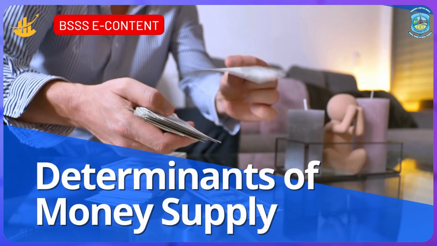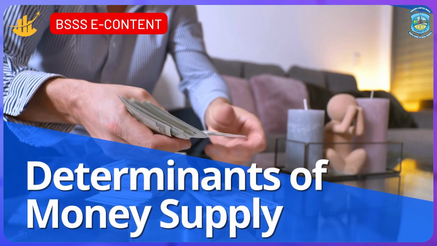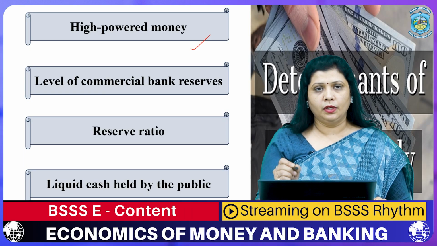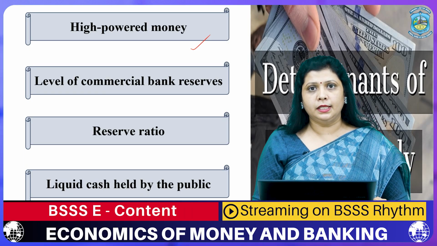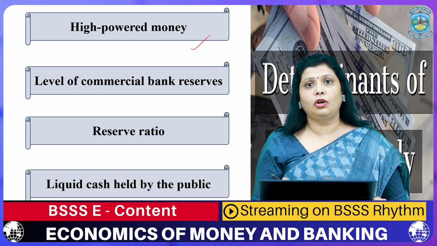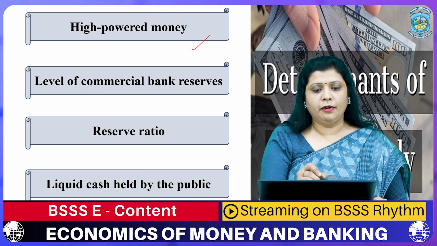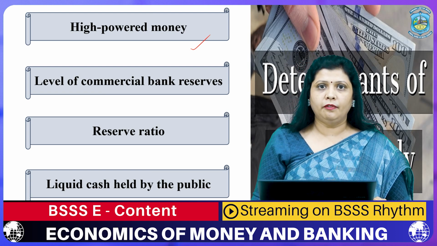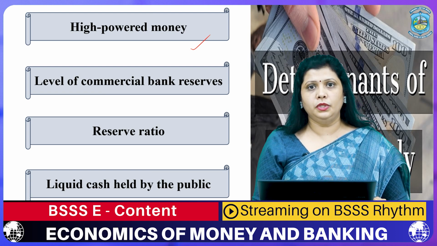Next topic is determinants of money supply. First, high powered money. What is high powered money? It is a liability of monetary authorities. In high powered money, we include currency and reserves required. The formula of high powered money is H equals C plus R.